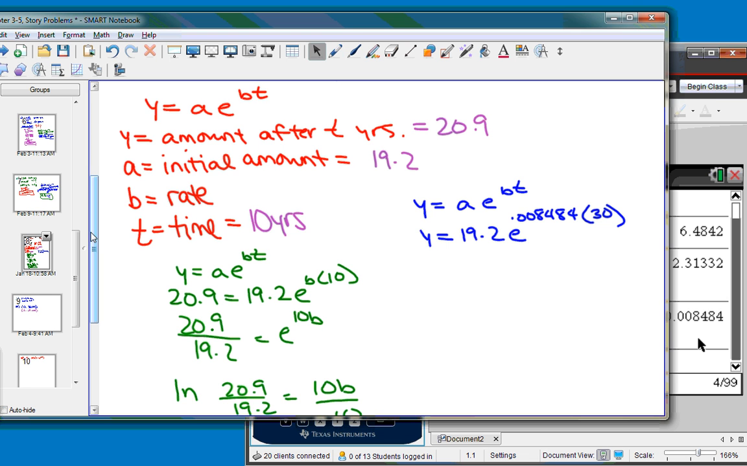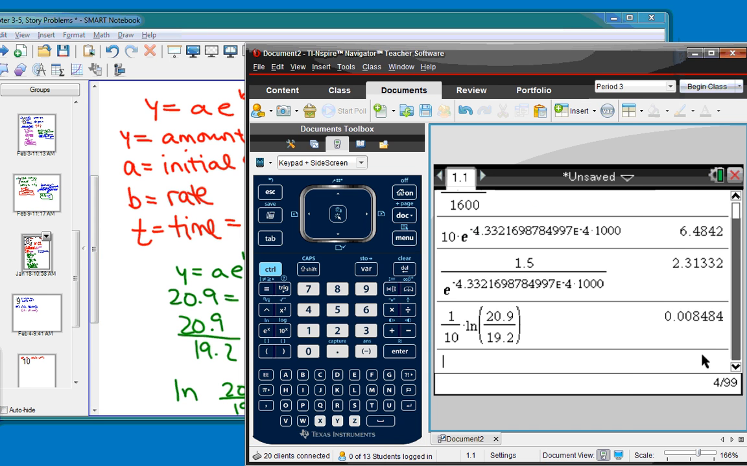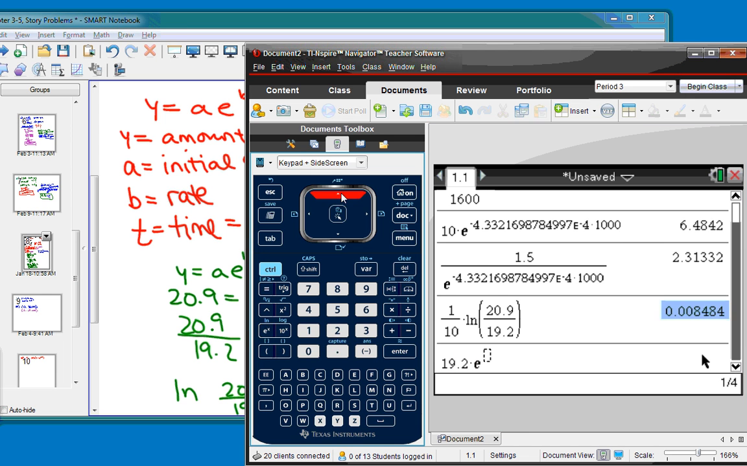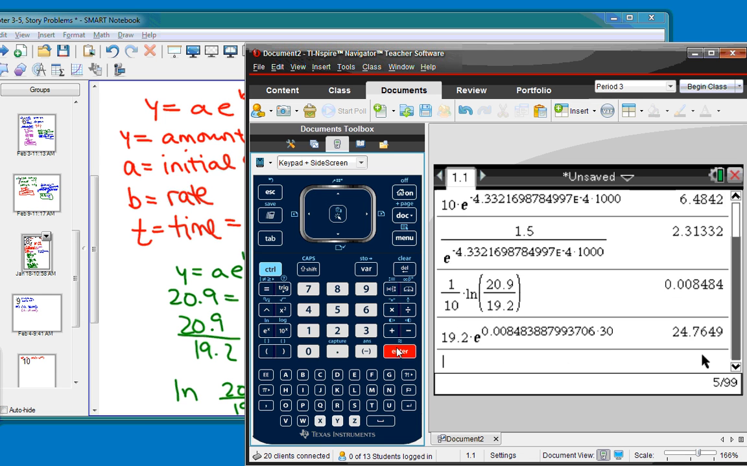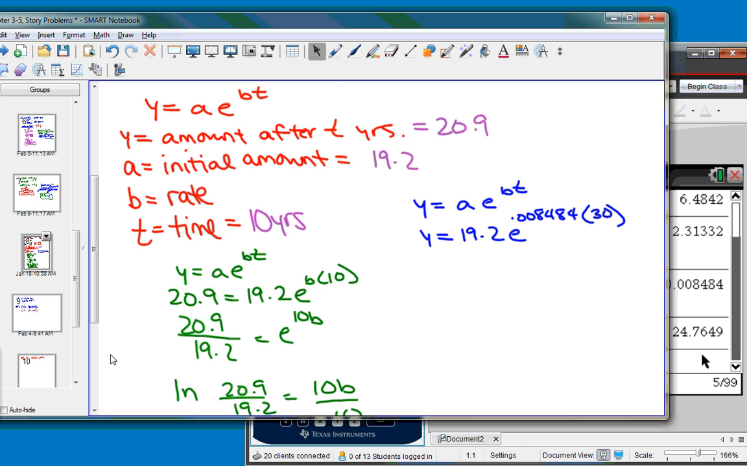So if I come over here and actually type that in, 19.2 times E, arrow up and get that rate, times it by 30, and hit enter. What's my population in the year 2030 for Australia? 24.76.